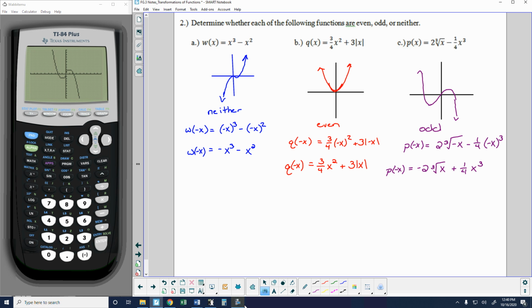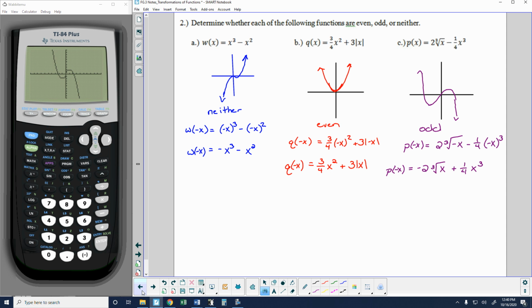So this is essentially all that there is to even and odd functions. We are looking for symmetry about the origin, it's odd, or symmetry about the y-axis, it's even, or if it has neither of those cases, it would be neither even nor odd. We can do that algebraically as well by substituting in a negative x.